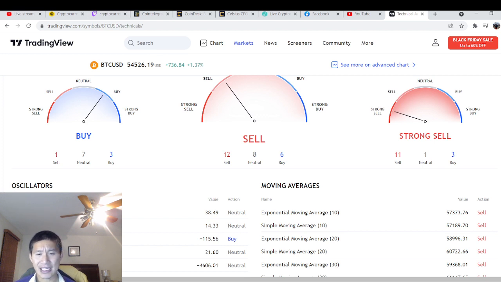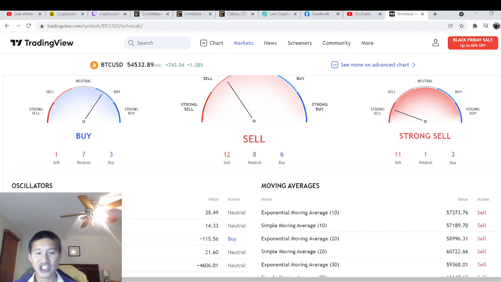The stochastic is also a momentum indicator, and what it does is it measures the location of the close compared to the high and low of a specific time period. So based on that, you can see for that time period, is it oversold or overbought? Generally, the range is if it's under 20, it is oversold, above 80, overbought. So right now, for instance, it's 14, so that actually would be oversold.